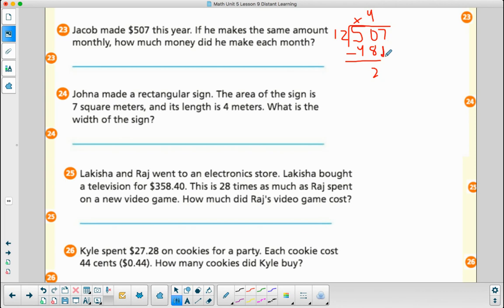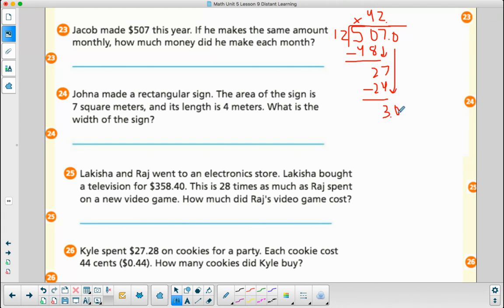Bring down my 7. And how many 12s in 27? Well, I know there's 2, which makes 24. And I have 3 left. Since it's $3 left, it can make sense to put in my decimal and attach a 0. And then just bring down the 0.